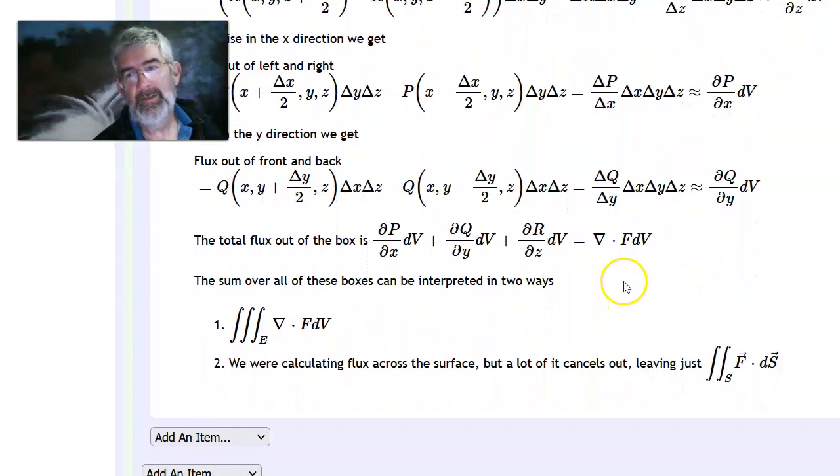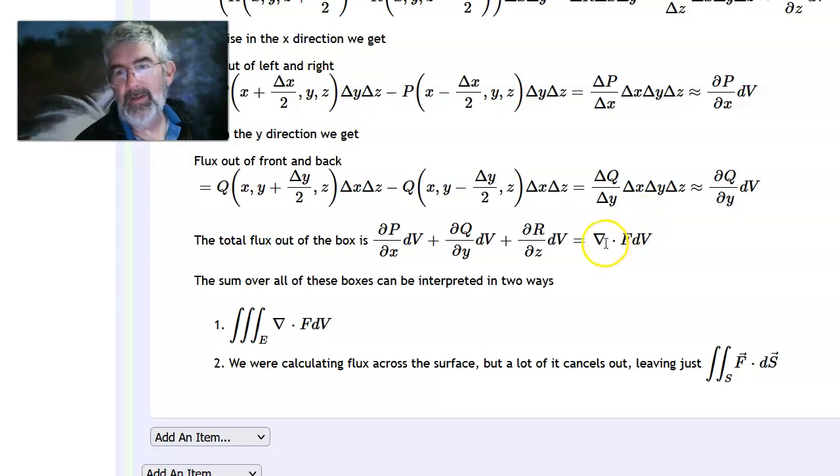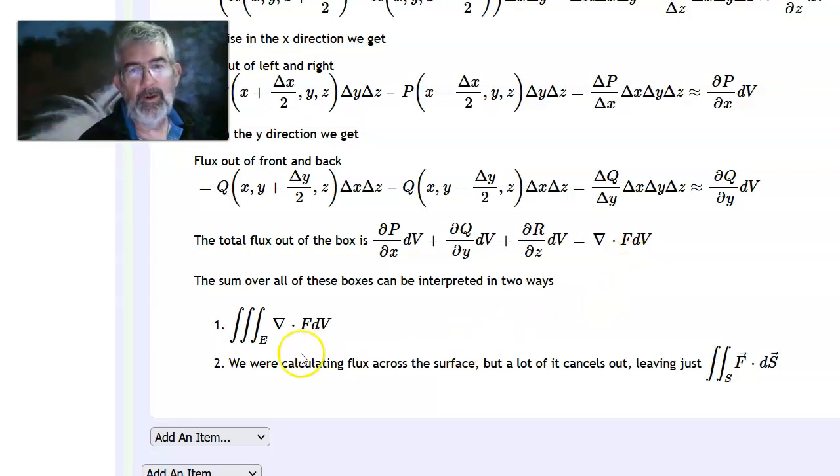Now what I wanted to do is take each one of these little cubes, figure this out, and add them all up. Well, I can interpret this in two ways, because this is a function evaluated at a particular point times a little bit of volume, and I'm doing that for each one of the cubes over this whole solid. Well, that's, by definition, a triple integral. So you're doing the triple integral over E of the divergence of f dv.